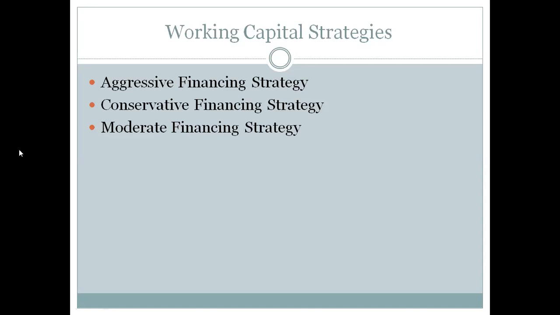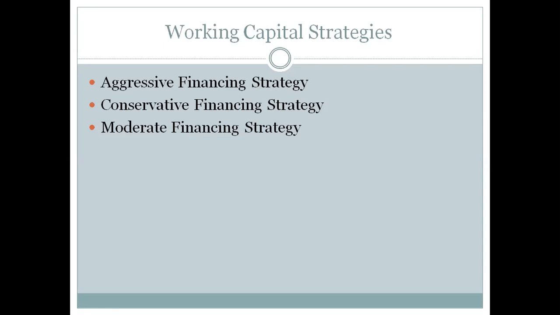Then we have the moderate financing strategy. Moderate means the matching approach. According to this approach, if you have a long-term requirement in the business, say for 2 years or 5 years, then you go for long-term sources, a permanent kind of working capital. You rely on long-term sources.